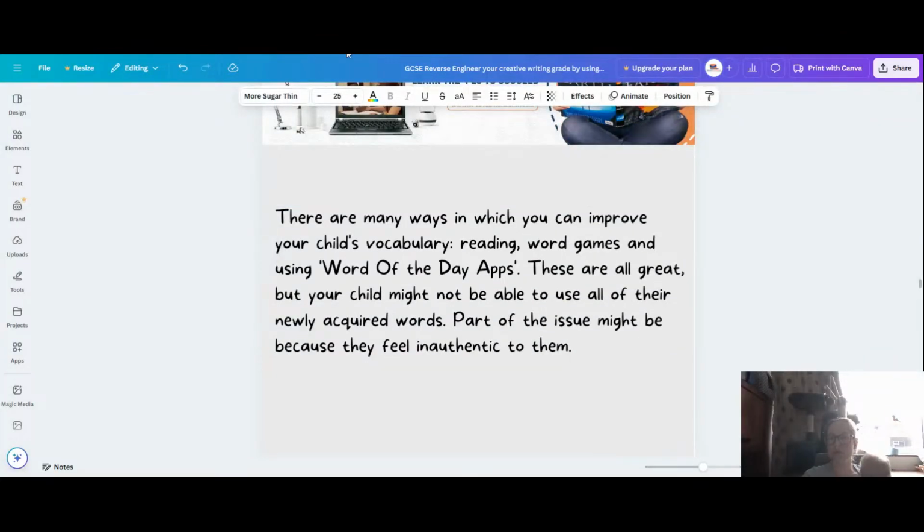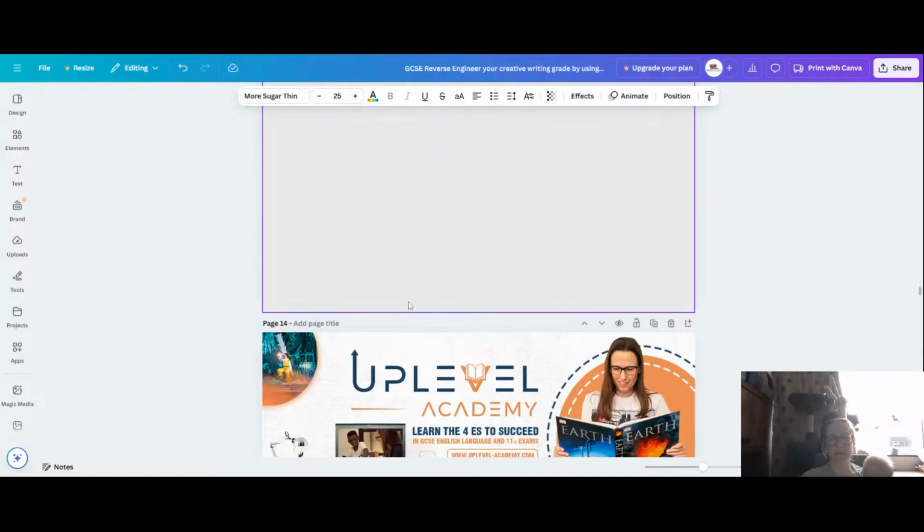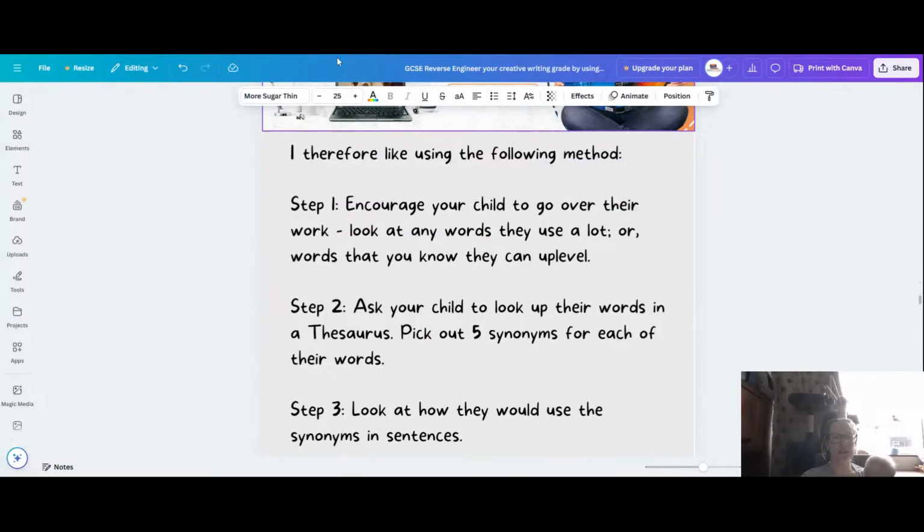And there are many ways in which you can improve your child's vocabulary: reading, word games, using word of the day apps. And these are all great, but the problem with this is that your child might not feel comfortable using these newly acquired words. And part of this is because they might feel it's inauthentic to them. They might not feel comfortable. They might feel like they might make a mistake. And therefore, I like to use this method for acquiring vocabulary.